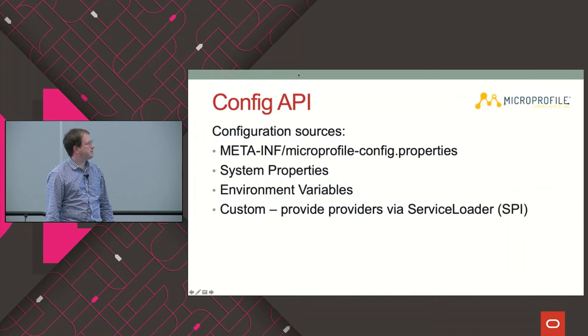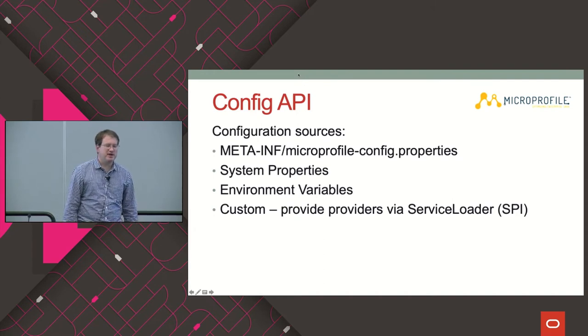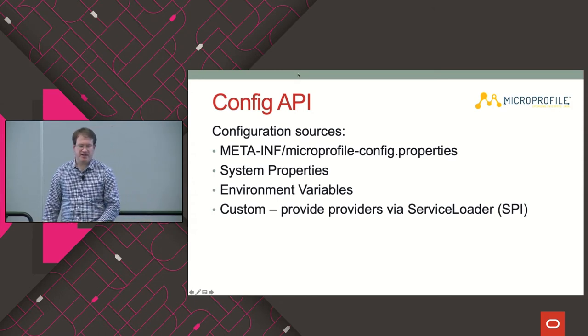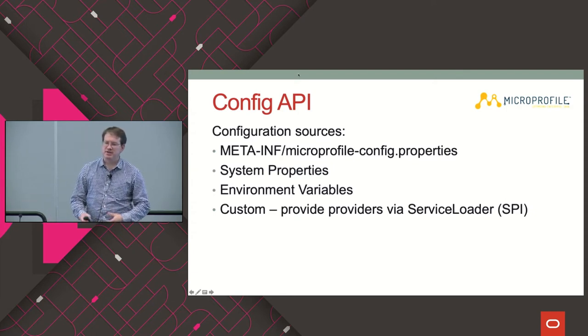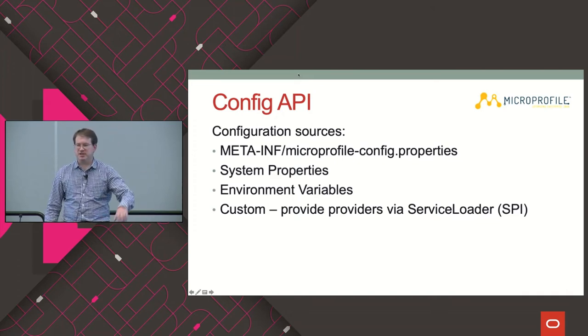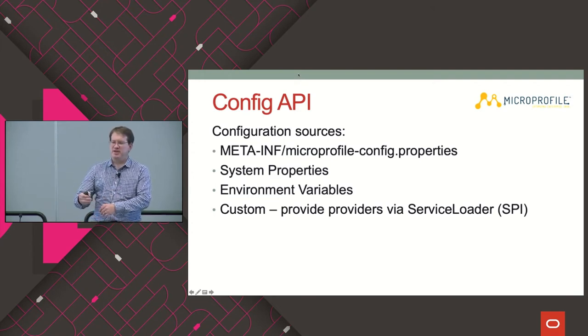The next one is the config API. This is a standard configuration API that was built into MicroProfile, as a separate specification. There are configuration sources that drive it, so you can have a microprofile-config.properties file in your META-INF directory. It can pull the parameters from system properties, environment variables, or custom sources, so you can provide a jar file that knows how to read it out of a database. What's nice about the custom one is that you can pull it out of LDAP, out of a database, or if you've got an existing configuration system in your application and you just want to get those parameters so that you can inject them into code with CDI, you don't have statics everywhere.